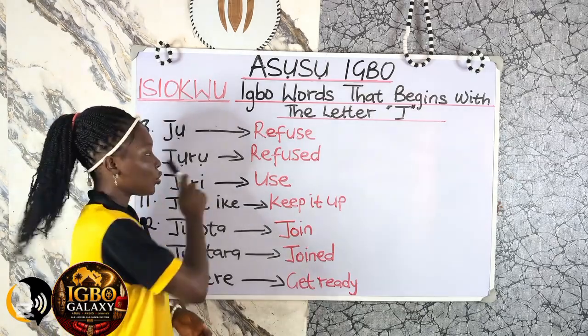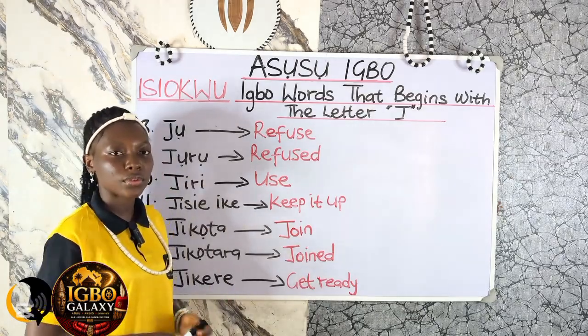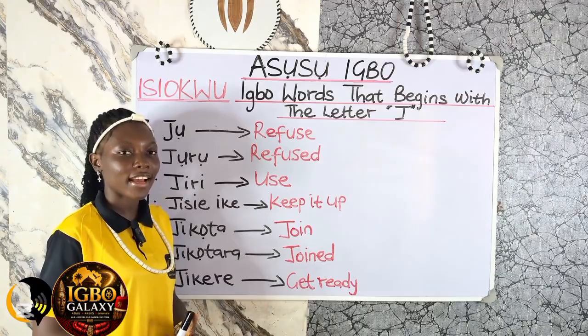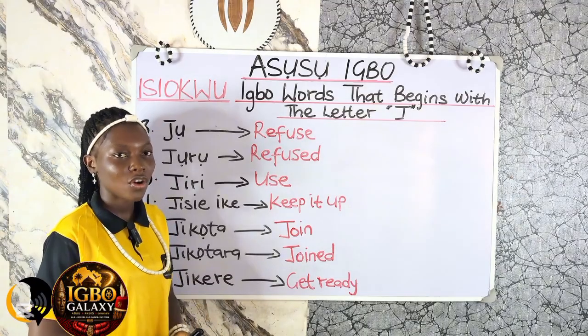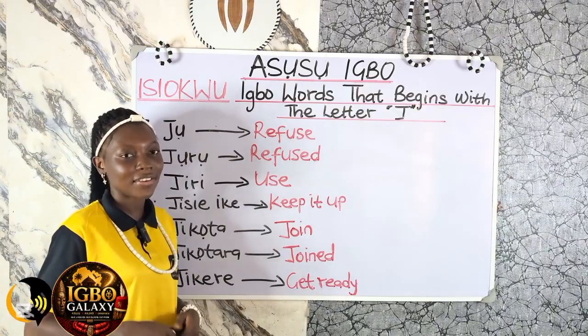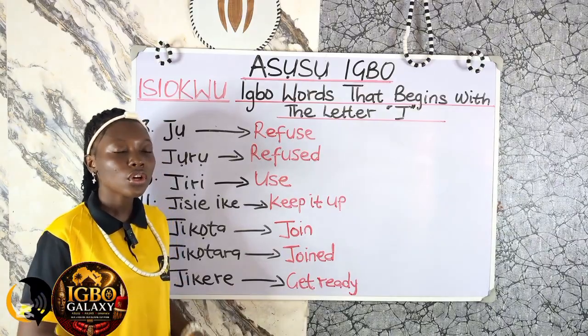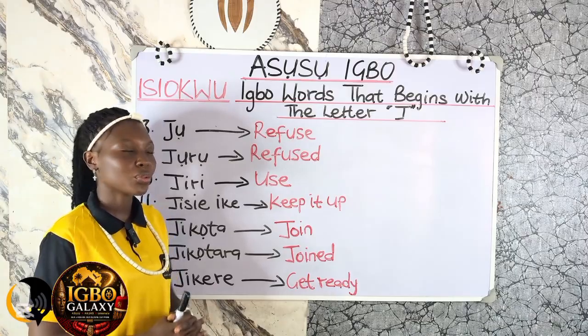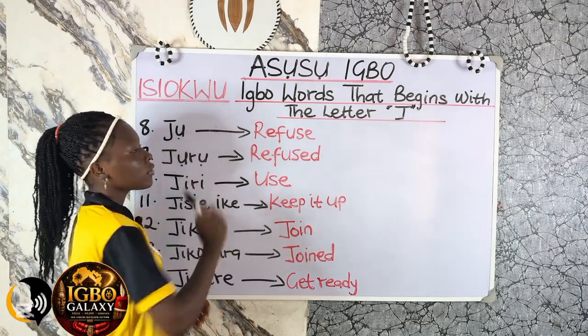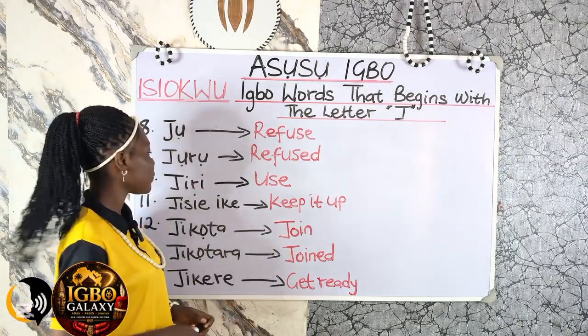Jụrụ, refused. Ọ jụrụ ihe m nyere ya. She rejected what I gave her. Ọ jụrụ ime ihe m sịrị ya mee. She refused doing what I asked her to do. Jụrụ.